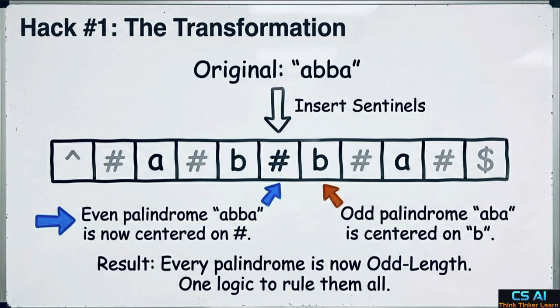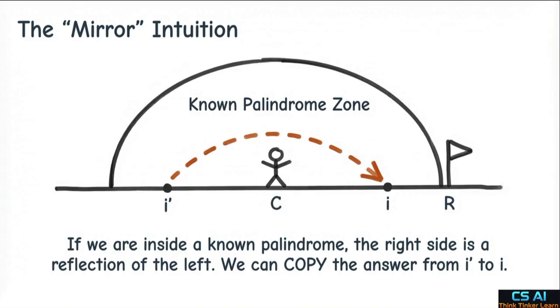Now we get to the heart of the problem, the mirror intuition. Imagine we are moving through the string and we have already discovered a very large palindrome. We call this the known palindrome zone. It has a center C and a right boundary R. If we are currently at index I and I is still inside that big palindrome zone, we can look at its mirror image, which we call I prime, on the left side of the center.